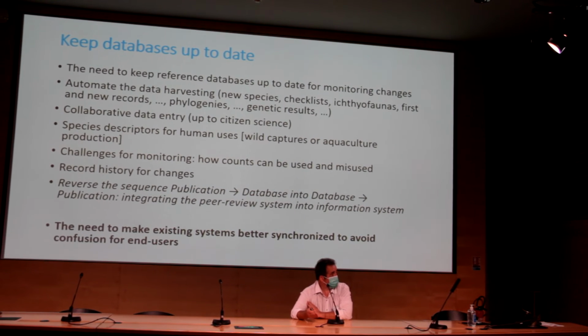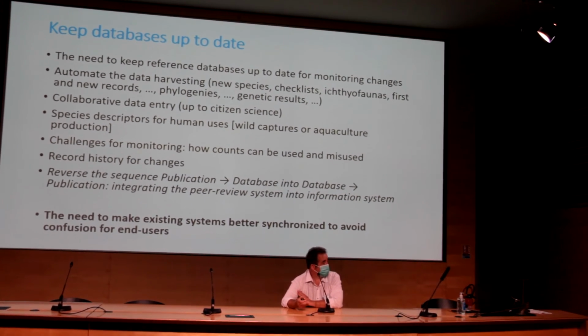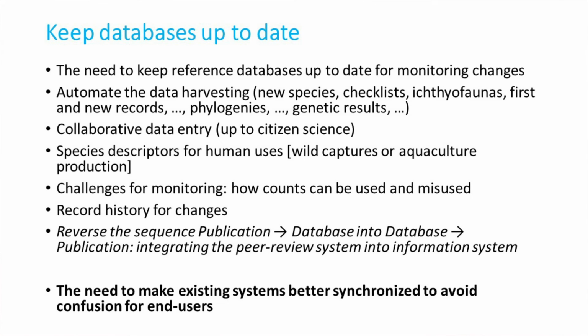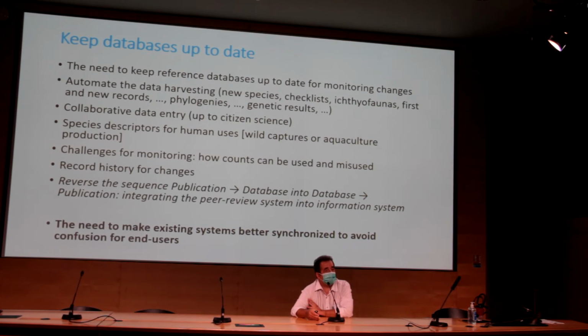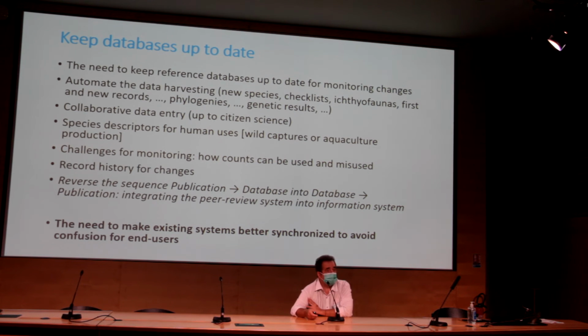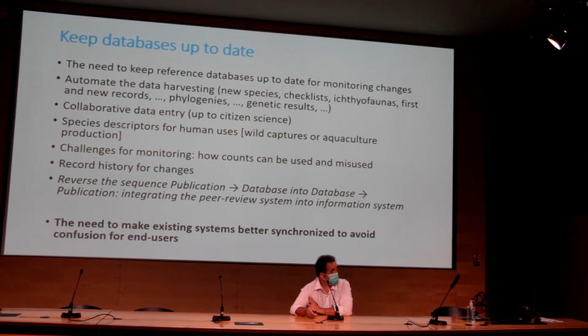So the important thing is to keep all this database up to date, especially to monitor the changes. To monitor the changes, we need to record the history of this number, which neither Catalogue of Fish or FishBase or others do. Also, to speed up the updating, we have to use automation of data harvesting. So it's a semi-automation because it's still too complex to entirely automate the inclusion of data directly taken by some software.